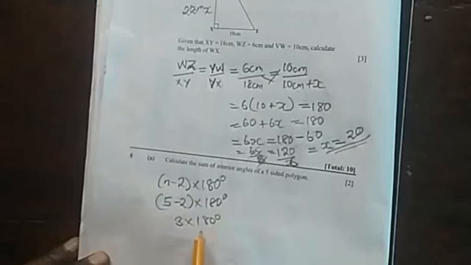Okay, then when you multiply, we ignore the 0 a bit, and the degrees. Then when you multiply 3 by 8 will be 24. So we're going to write 4 carry 2. 3 by 1 will be 3 plus 2, it will be 5. Then the 0 ignored, put it here, and the degree. So the correct answer is this.